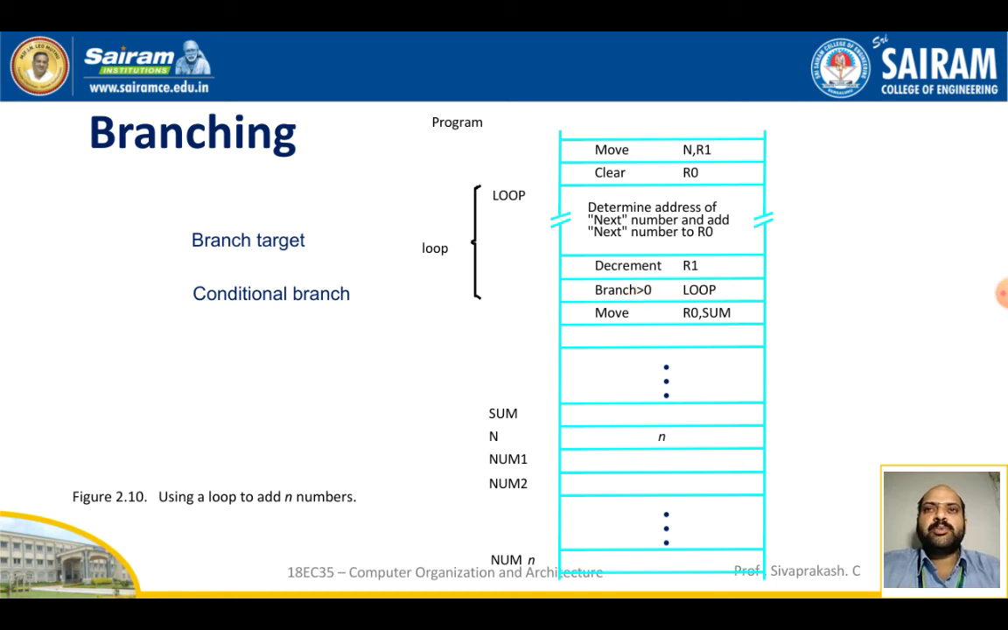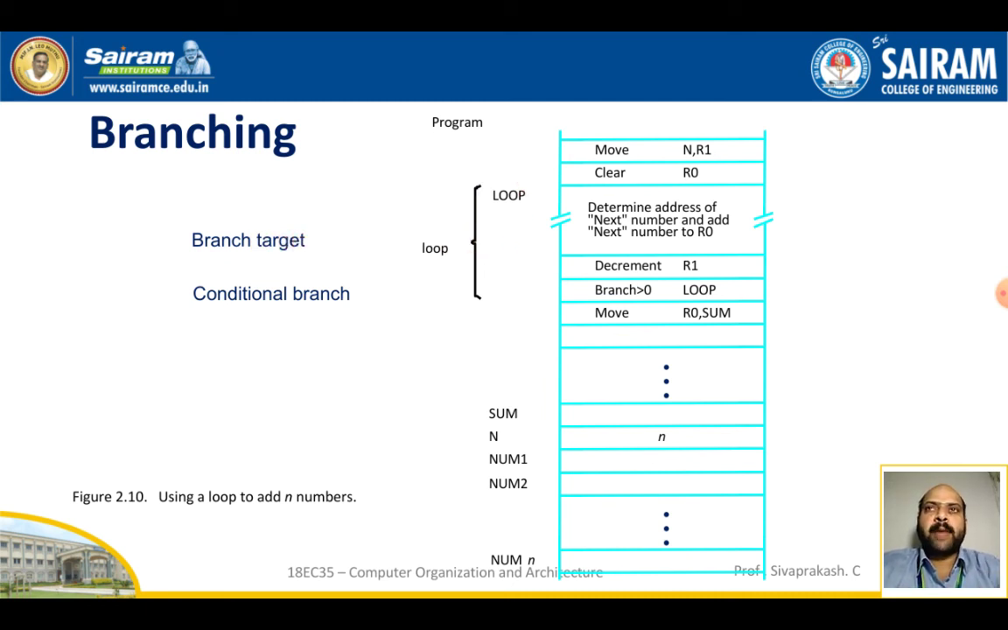During each pass, the address of the next list entry is determined, and that entry is fetched and added to R0. The instruction Decrement R1 reduces the content of R1 by 1 each time the loop is executed. Then the branch instruction loads a new value into the program counter. As a result, the processor fetches and executes the instruction at this new address, which is called the branch target. This is the branch target of the loop.